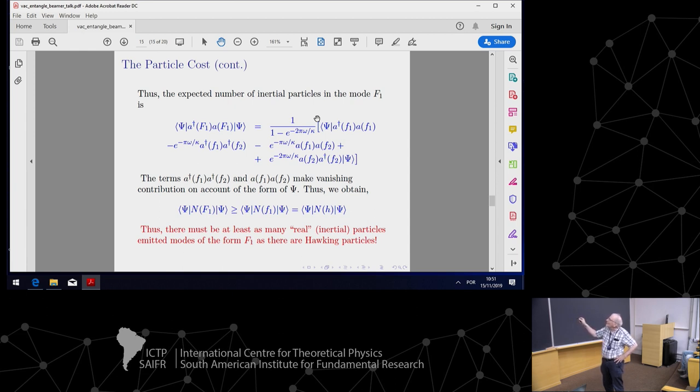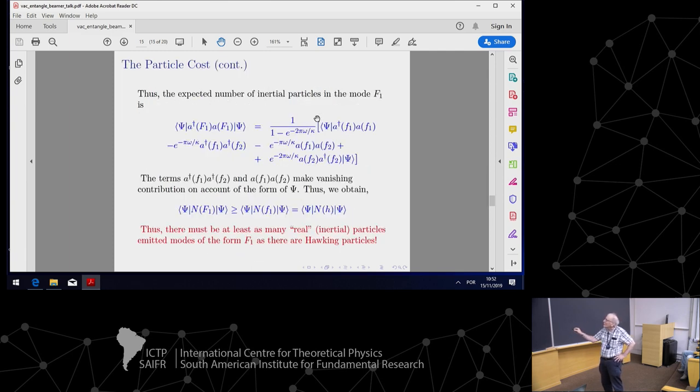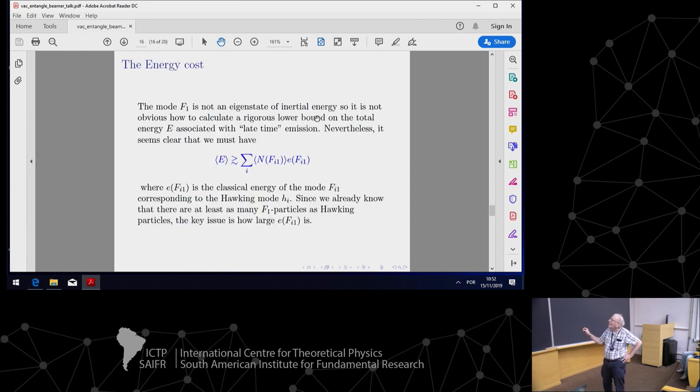Then we have these cross terms. If the final state was the Minkowski vacuum, these cross terms would exactly cancel these, and we would get zero for the expected number of particles in this inertial mode. But for a state of this form, it's easy to see that the cross terms don't contribute at all, because they affect one of these guys, but not this guy, and that produces an orthogonal state to what we started with. So remarkably, these terms don't contribute, and what this says is there have to be at least as many real inertial particles in this model in this particular mode as there are Hawking particles. So you are going to have a large burst of particles at the end, even though you've entangled with the vacuum.